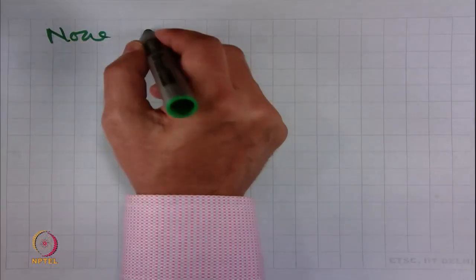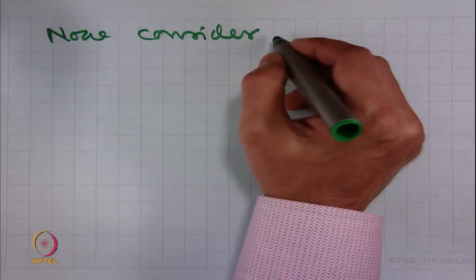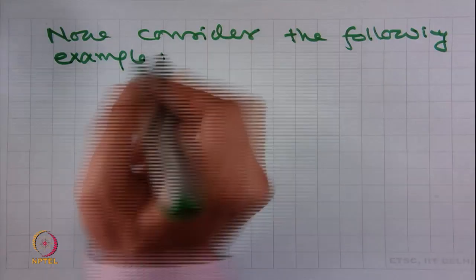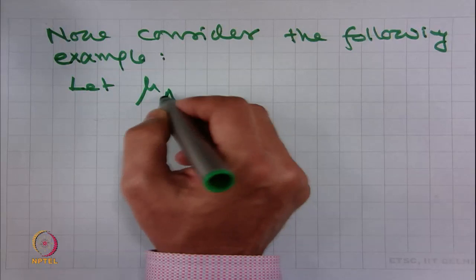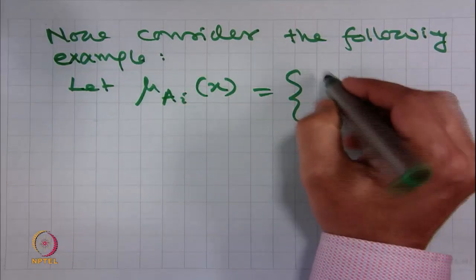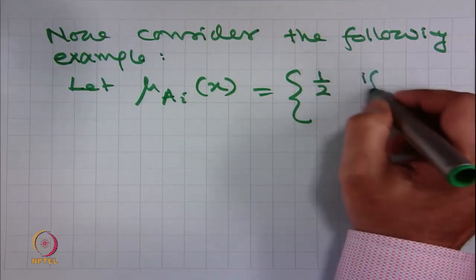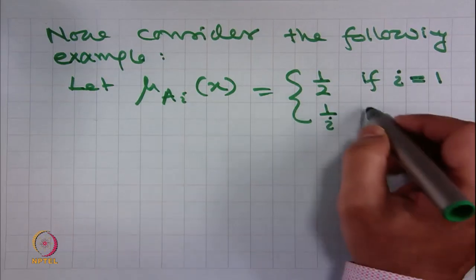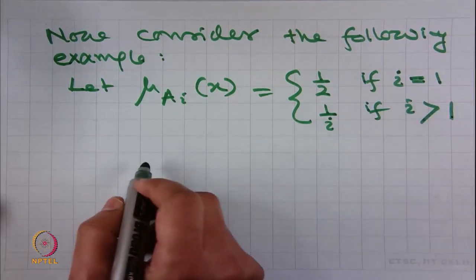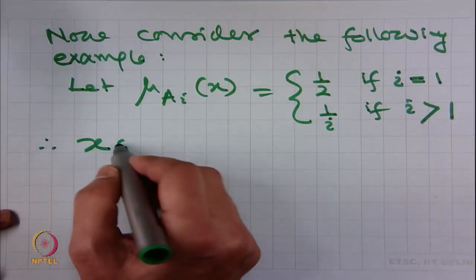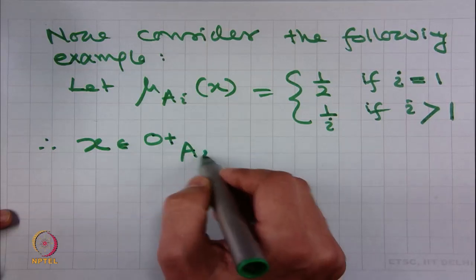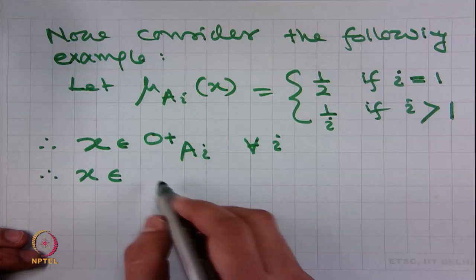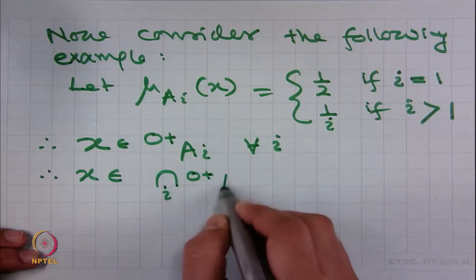Now, consider the following example. Let mu A I of x is equal to, say, half if I is equal to 1, and it is 1 upon I if I is greater than 1. Therefore, x belongs to 0 plus cut of A I for all I. Therefore, x belongs to intersection over I of 0 plus cut of A I.